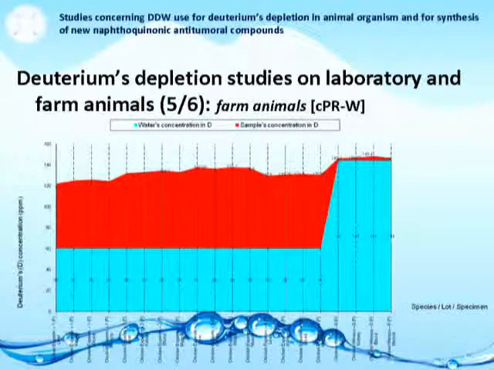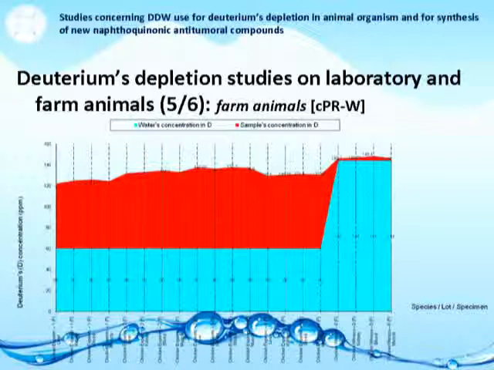In the presence of 30 ppm deuterium depleted water and 60 ppm deuterium depleted water administered for 60 days on these rats, and for 80 days at chickens, we saw that a stronger depletion appears at rats because the depletion is not only time dependent, but it's also dependent on concentration.